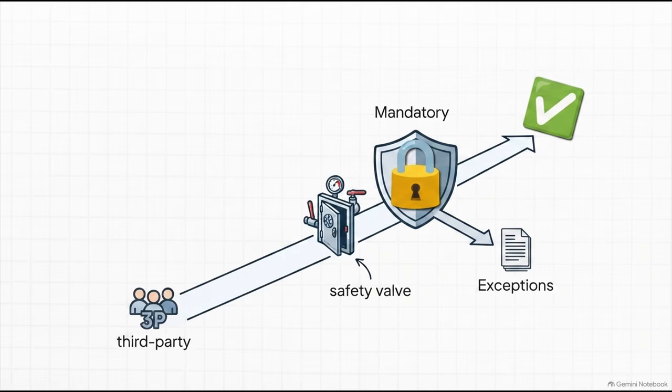To fix this, a 3-judge bench finally settled the dust in 2020 with the Arjun Panditrao Khotkar case. They reaffirmed that the certificate is genuinely mandatory for secondary evidence. But they added a crucial safety valve. If a party is genuinely unable to secure a certificate from an uncooperative third party, the court itself can step in and direct the production of that certificate.